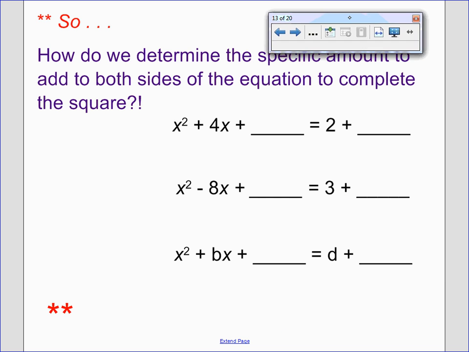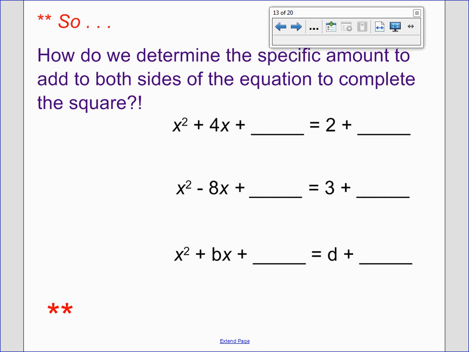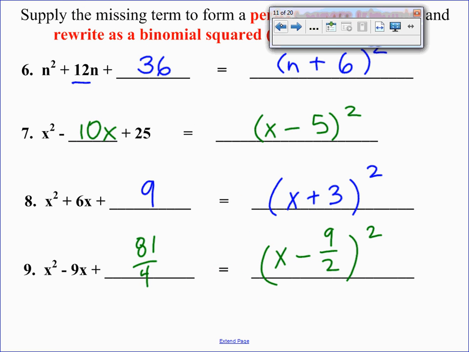So can we get our strategy? How do we determine the specific amount to add to both sides of the equation to complete the square? And so what did we do here when we set up the pattern? We took half of the middle, right? Half of 12 is 6, and then squared is 36. Half of negative 10 is negative 5, and then squared is positive 25. Half of plus 6 is plus 3, and then squared is 9.